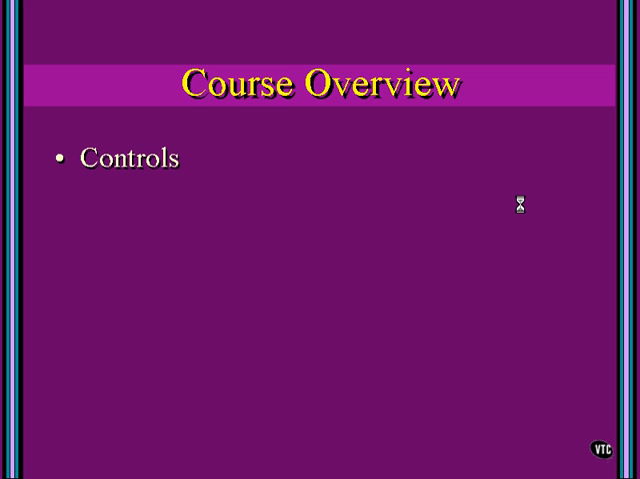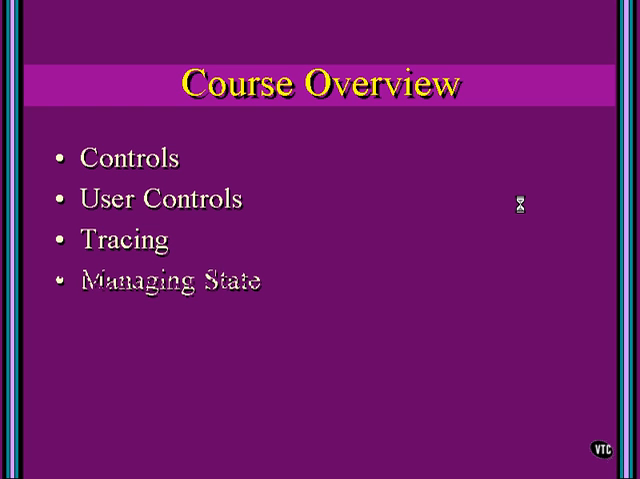Controls, about 11 videos on controls. We're going to talk about what controls are, how to use them, the different types, what's so special about them, and so forth. Then we're going to talk about user controls, what they are, how to use them. We'll look at tracing, an absolutely fantastic aspect of ASP.NET. Then we're going to deal with state management. HTTP is a stateless protocol that creates some problems for us in web applications, and we're going to talk about how to deal with that.